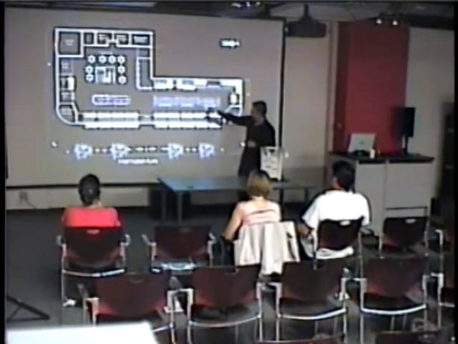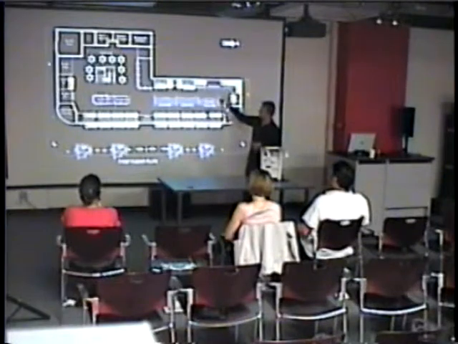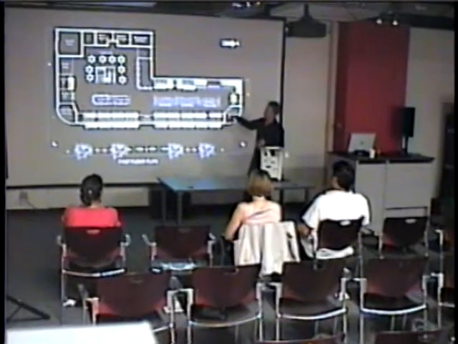And if you keep walking in this direction, you're going to hit the food court, where there's a central staircase that will take you to the roof garden and also to the basement.